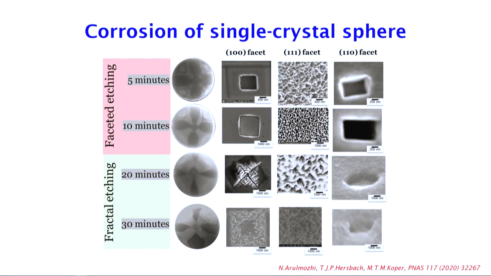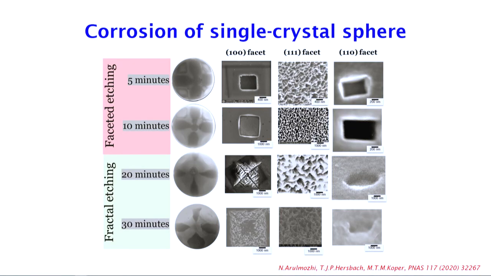You can also corrode what we call a single crystal sphere. This is basically a platinum wire that we melted, and then we cool it down very slowly, and then you get a spherical electrode, and you basically have a single crystal sphere, and then you have all the different facets in one and the same surface. And if you treat that at different potentials, you can very nicely see that the corrosion pits that you make basically reflect the atomic ordering of the facet that you're looking at.